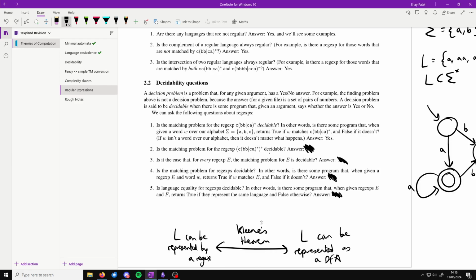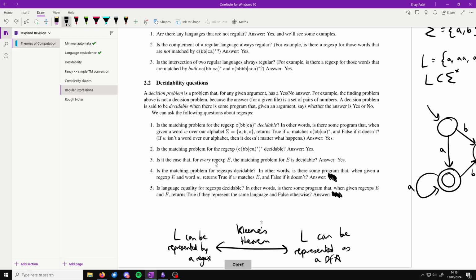Is the matching problem for this regular expression decidable? It's a regular expression, so therefore it's representing a regular language. And by Kleene's theorem, we can represent it as a DFA, which is essentially synonymous to an algorithm. So this is also decidable. Is it the case that for every regular expression E, the matching problem is decidable? No matter what this regular expression is, it will always be decidable because we'll be able to have some DFA which represents how we can decide whether it's in the language or not.